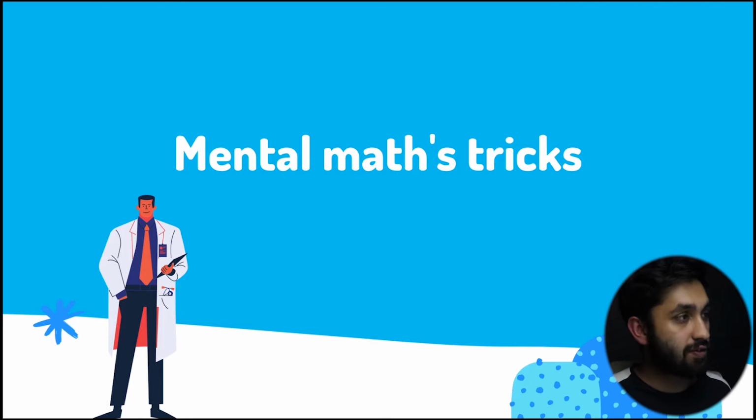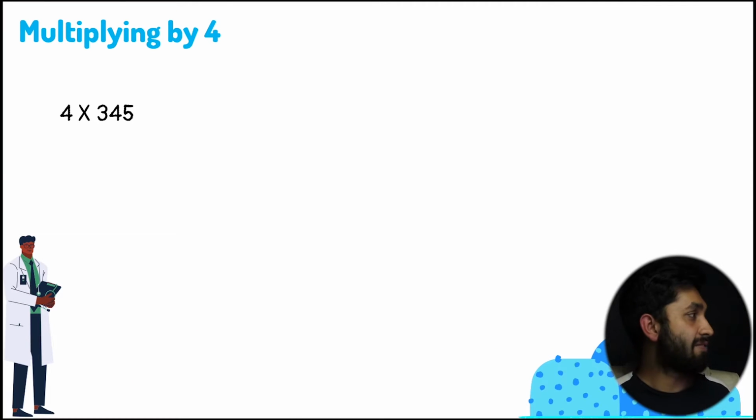So the mental maths tricks that I'm about to show you are the mental maths tricks I also applied during my UCAT exam, so hopefully you find them helpful. Okay, so multiplying by 4. So 4 multiplied by 345. Obviously, I'm not going to ask you to do that, but here's the thing.